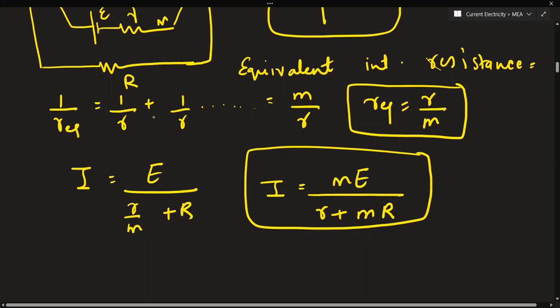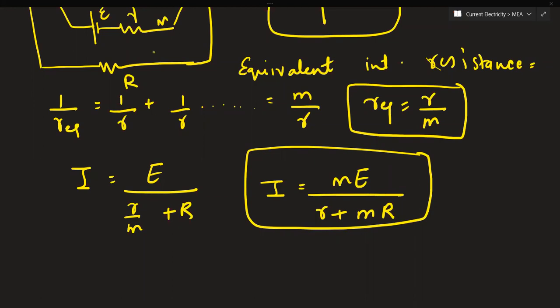Now there are two cases here as well. I equals mE divided by r plus mR. When you take the LCM, this gets multiplied by small m, so one small m will be here as well.